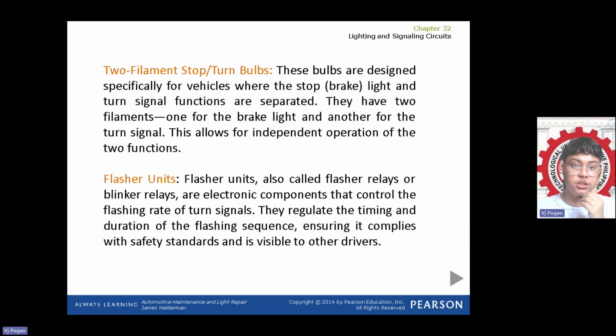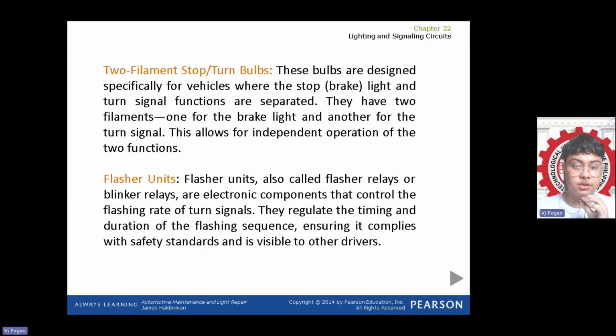These bulbs are designed specifically for vehicles where the stop brake light and turn signal functions are separated. They have two filaments, one for the brake light and another for the turn signal. This allows for independent operation of the two functions.